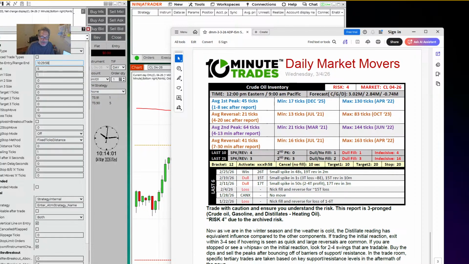We have a bracket of 12. We'll see if we think that's safe. Position 1 is a 1, position 2 is a 1. We have a target of 10 and a target of 20. Those are plenty big for oil report activity. The stop is a 20.